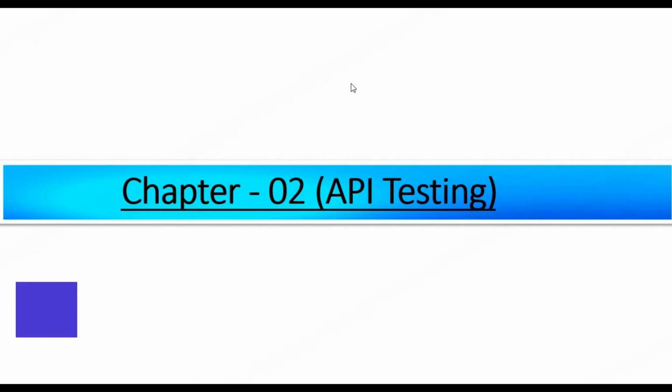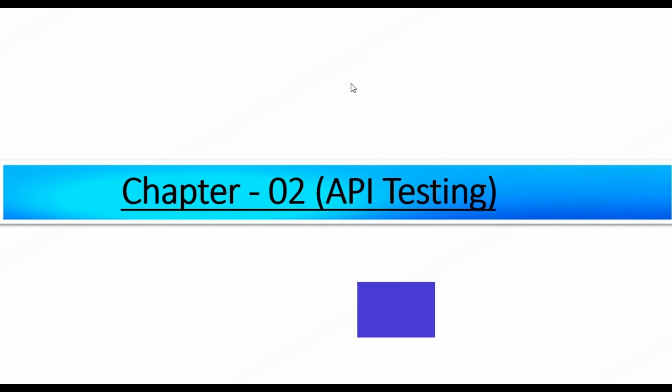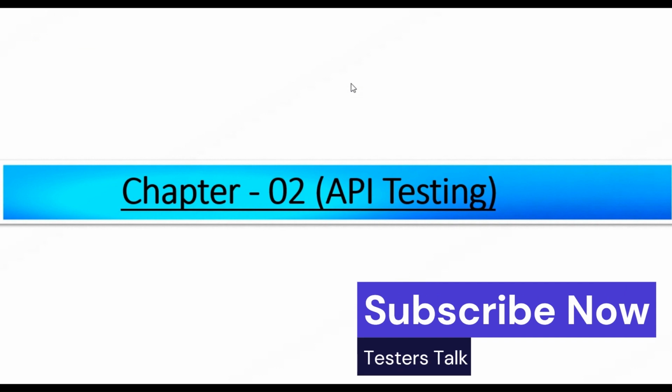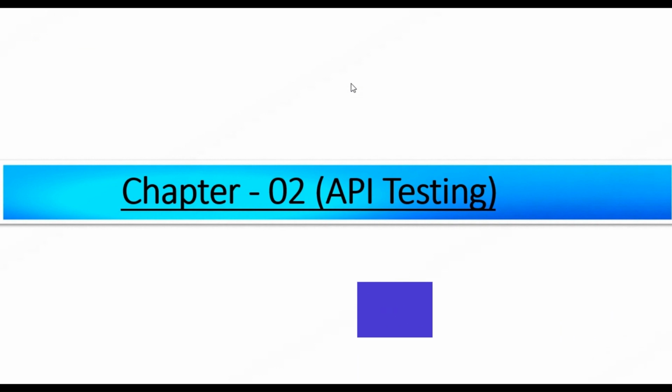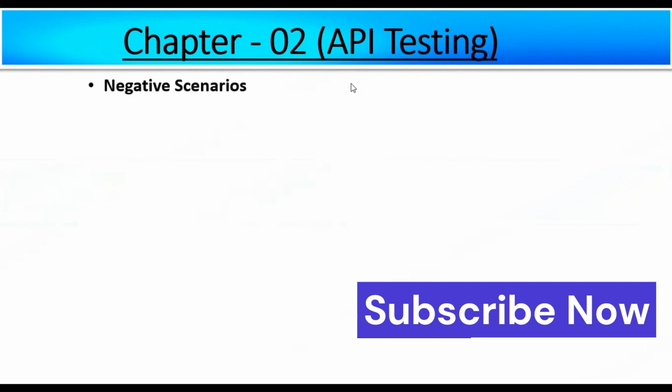So far you have seen how to perform CRUD operations in API testing. That is nothing but how to create a GET API request, PUT API request, POST API request and DELETE API request. In this chapter 2 API testing tutorial, I will discuss, firstly, negative scenarios. With respect to this, we will create a few negative API requests in Postman.